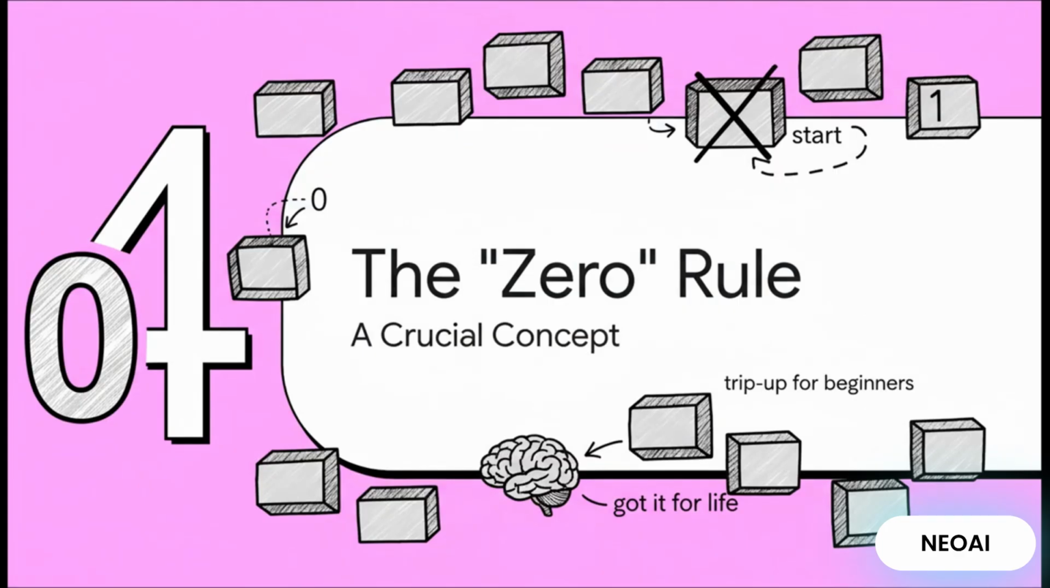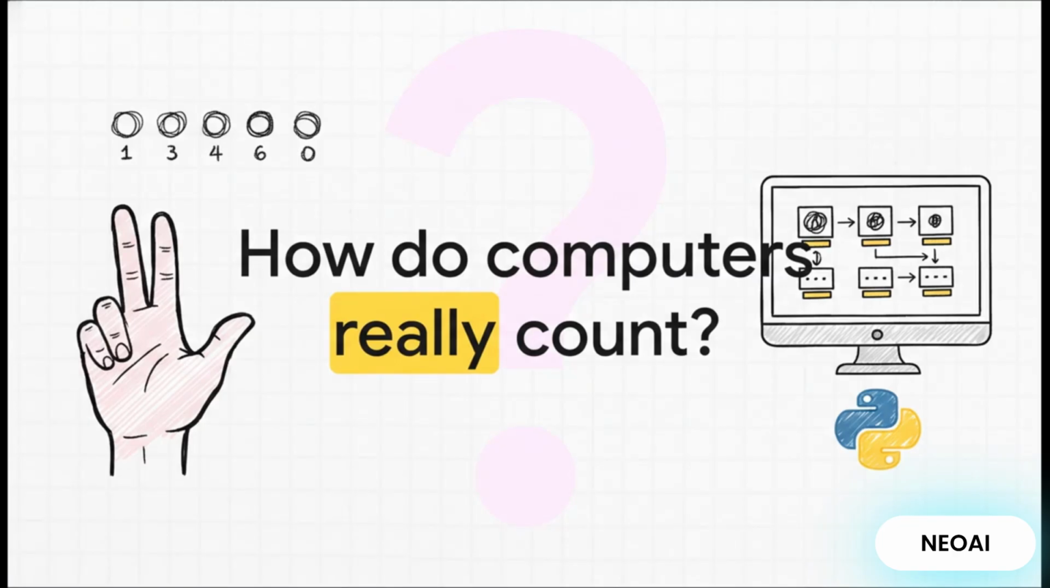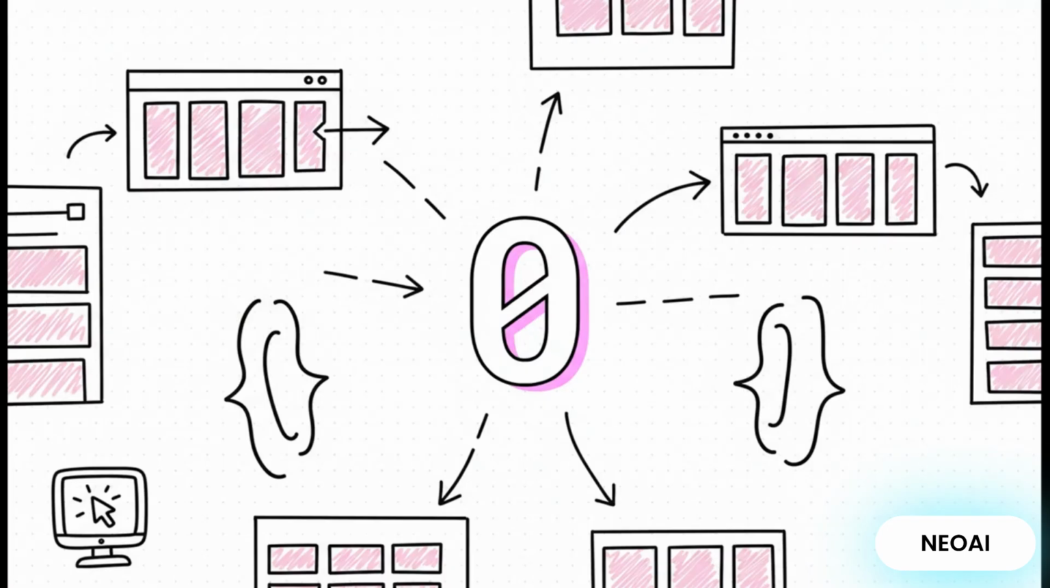All right, before we go any further, we have to stop and talk about one absolutely crucial rule. Seriously, if you remember nothing else from this, remember this one thing. It's probably the most common trap for beginners, but I promise once you get it, you've got it for life. So let me ask you something. How do we count as humans? We start with 1, right? 1, 2, 3. But what about a computer? How does a computer start counting when it sees a collection of items like our list? It starts with 0, always.